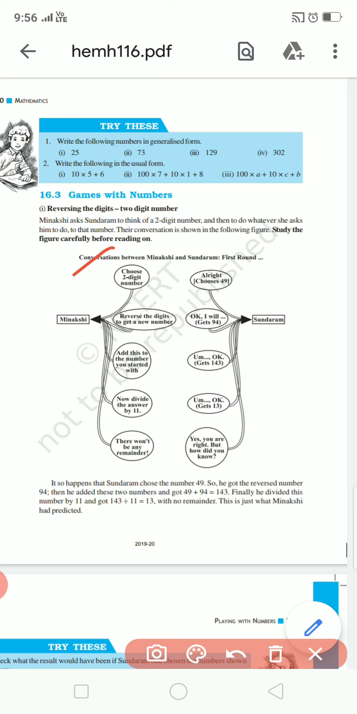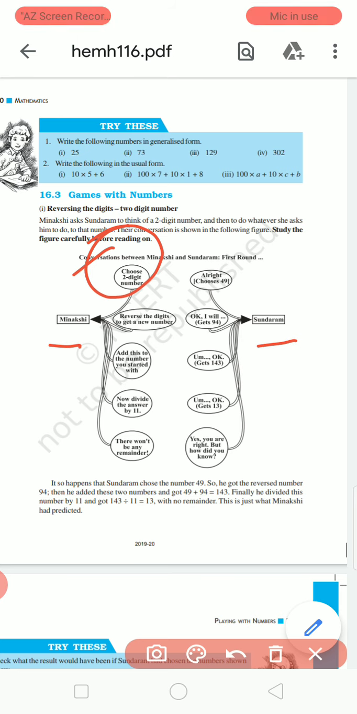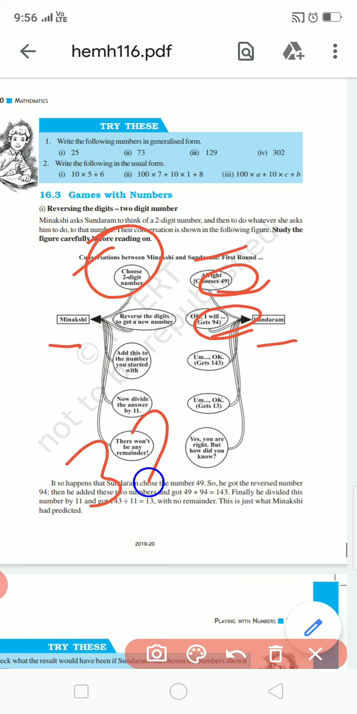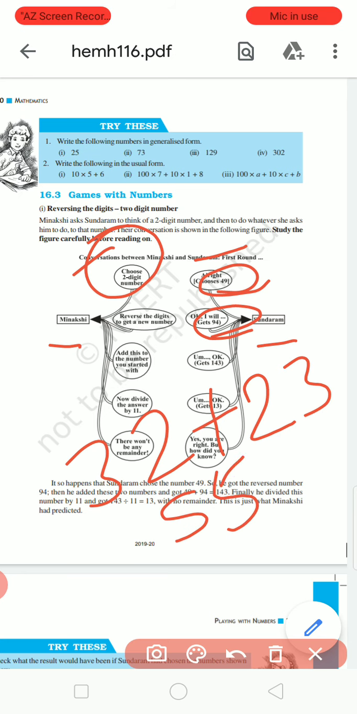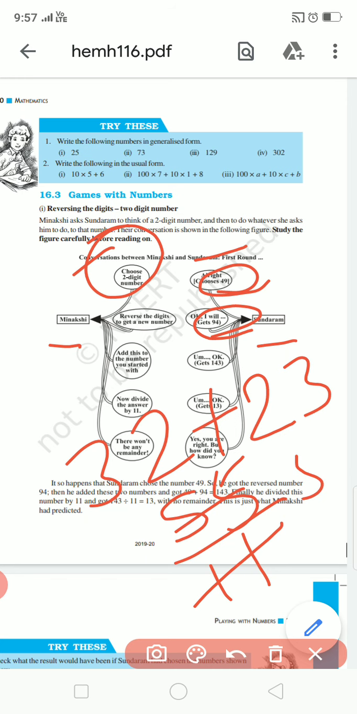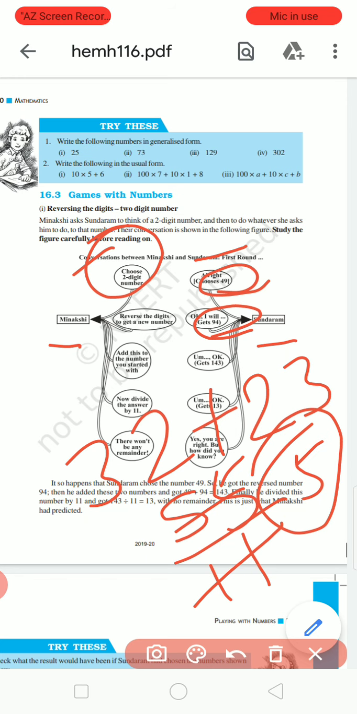So this is a fun activity, students. You can play with your friends or your brother, sister. Choose a 2-digit number. Meenakshi and Sundaram were 2 friends. Meenakshi told Sundaram that you can imagine a number. He imagined 49. You can imagine any number. So let me imagine 32. Let us reverse the digits. It will become 23. Add them, you will get 55. Divide it by 11, you will get 5, and no remainder is there. This is the game.